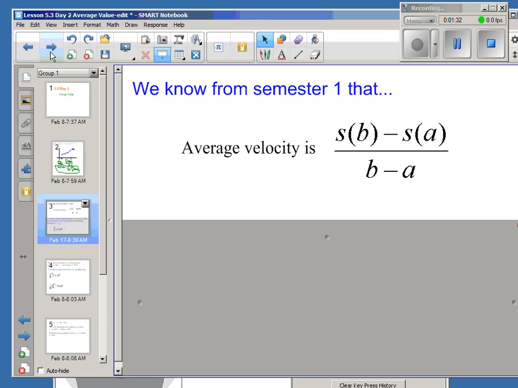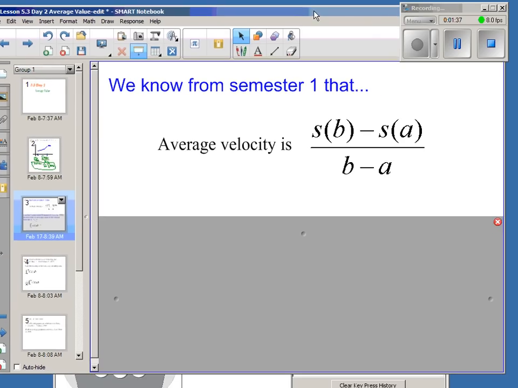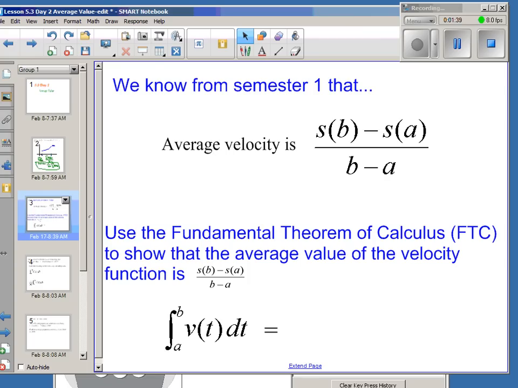So in semester 1 we talked about the average velocity of a function. And we said that the average velocity of a function was given by the equation s of b minus s of a over b minus a. So that's our change in position over the change in our time. But now we can use the fundamental theorem of calculus to show that the average value of velocity is actually that. We can prove it using FTC, what we did yesterday.